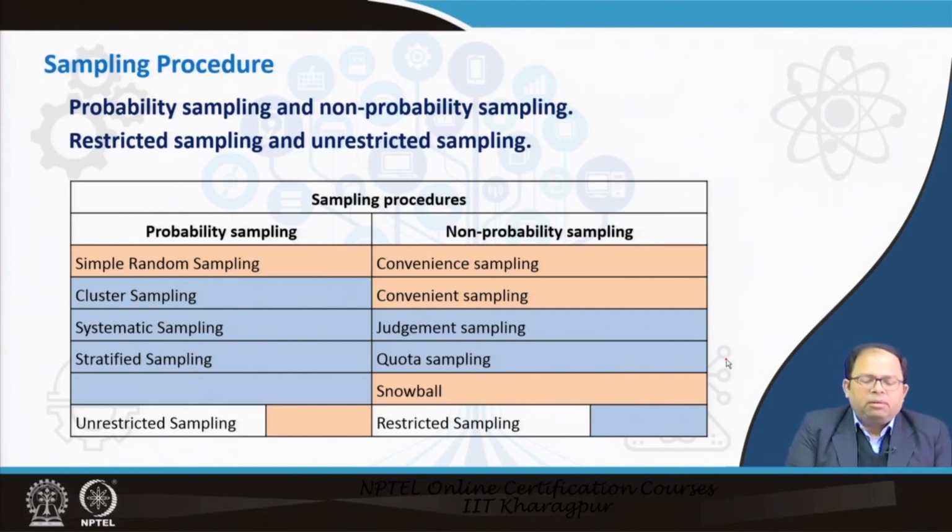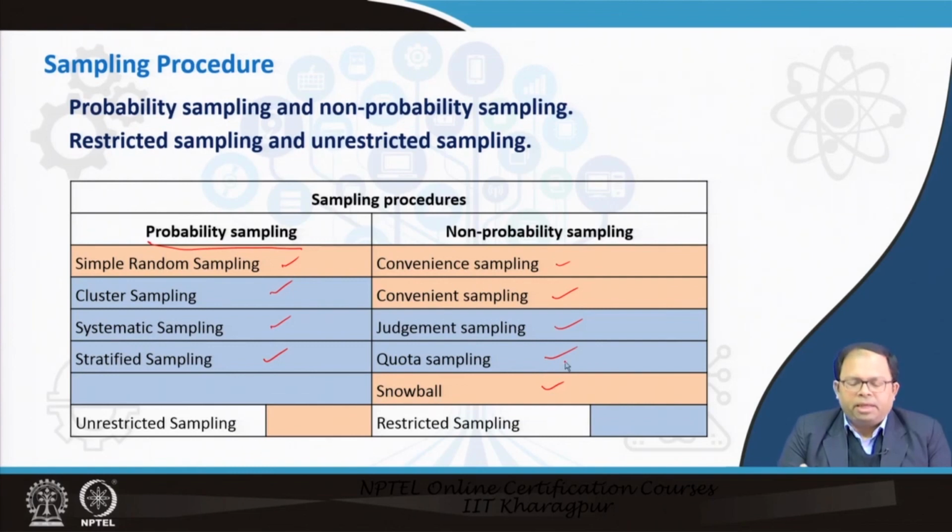So looking at this particular table, we can see under probability sampling, there are different kinds of probability sampling, like simple random sampling, cluster sampling, systematic sampling, stratified sampling, and so on. Whereas in non-probability sampling, there is convenience sampling, judgment sampling, quota sampling, and snowball sampling. So these are the different types of probability and non-probability sampling.